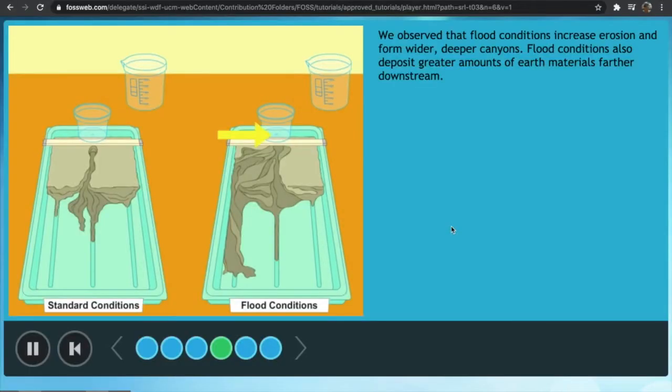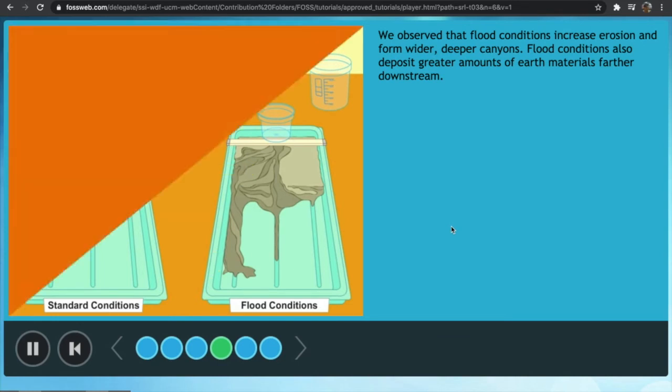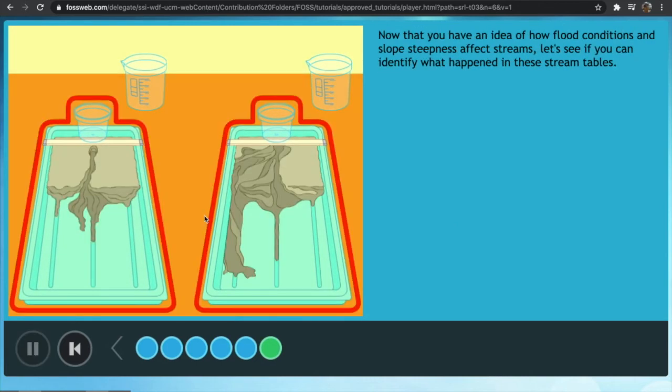We observed that flood conditions increase erosion and form wider, deeper canyons. Flood conditions also deposit greater amounts of earth materials farther downstream. Now that you have an idea of how flood conditions and slope steepness affect streams, let's see if you can identify what happened in these stream tables.